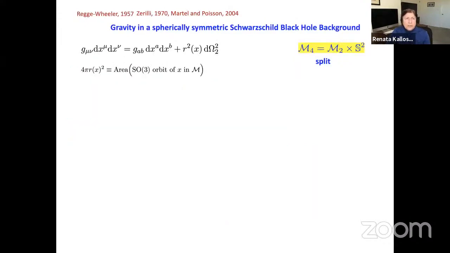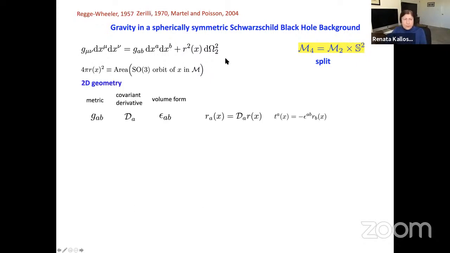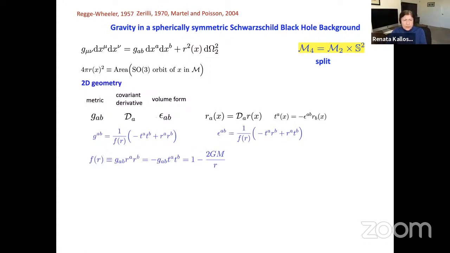Okay, so here is a reminder, what is this Regge-Wheeler setup? People who worked on it, whose work and expertise we were using, are Zerilli, Martel, and Poisson. And Eric Poisson was extremely helpful in explaining the issues to us. So we split the four-dimensional space into M2 and S2. This is obviously a split of the metric. We have 2D geometry where we have the metric, covariant derivative, and the volume form. We define certain objects which are derivatives of R, and R is defined globally, and we have TA. And so this is our metric and the epsilon tensor. And this is of course the F which enters in the metric.